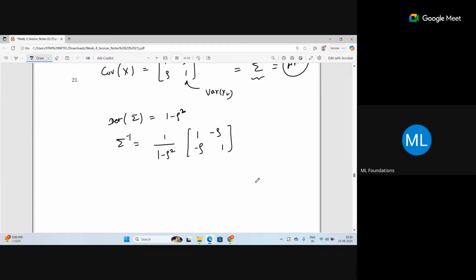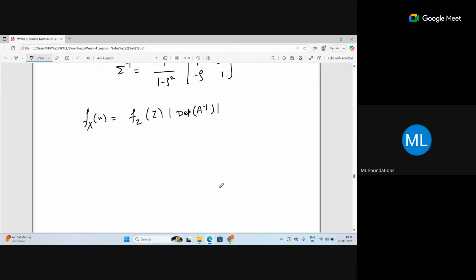Now I just wanted to find out the joint density of X. So we have seen how to find the joint density of X. If I know the joint density of Z, the formula is fZ of z into the determinant of the Jacobian. So in this case, the Jacobian will be this one. I will not explain why here, but let's say this is the determinant of A inverse.